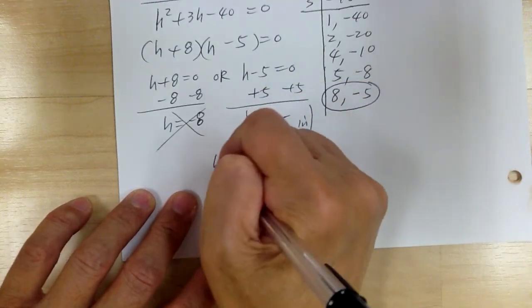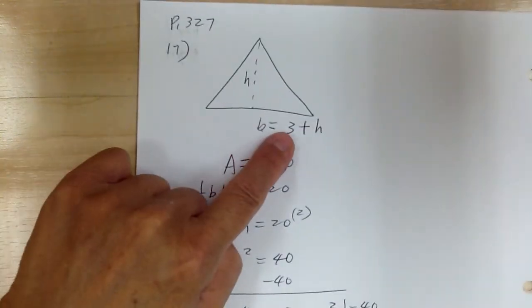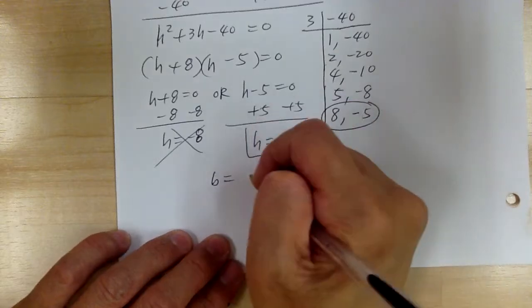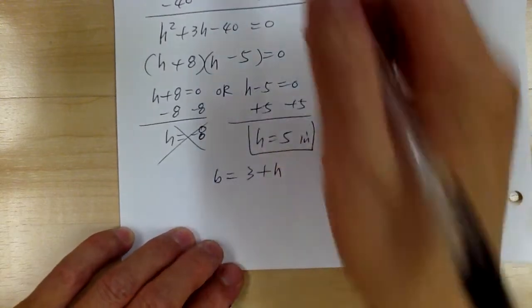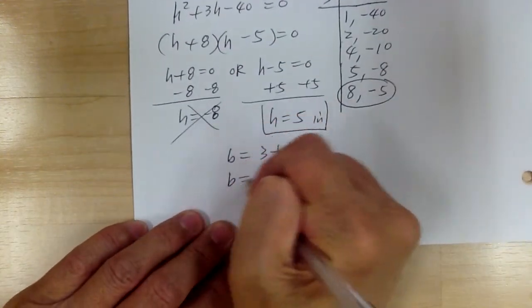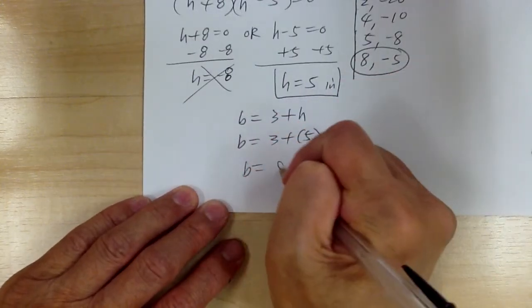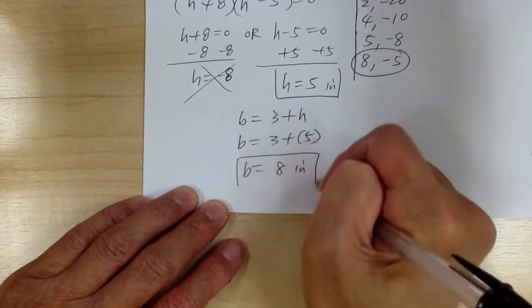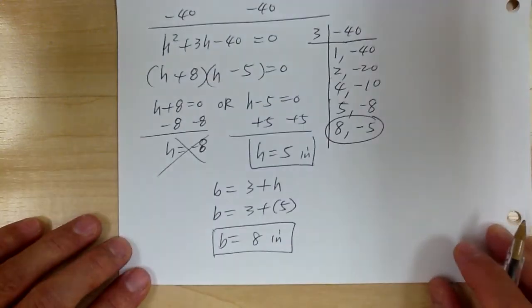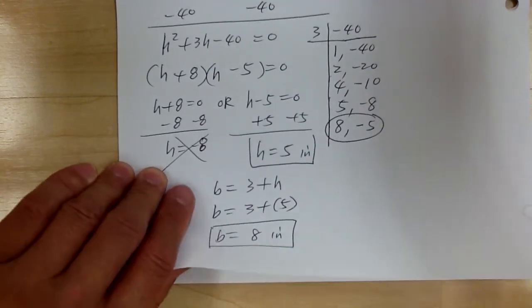Now the base from here, right? See the formula is 3 plus h. So it'd be 3 plus h. I just bring the formula down. So base equal to 3 plus 5. So base equal to 8 inch. Okay, and that's it. So again, notice that all the points are very similar. Okay, let's go to number 19.